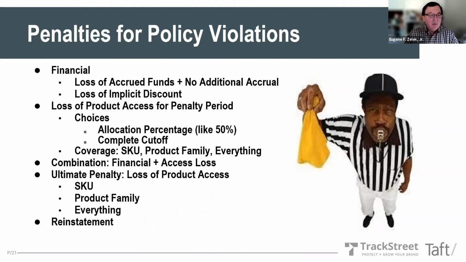This is consistent with the primary case in the area. It's actually a Supreme Court case that goes back to 1919 called Colgate. And the ultimate penalty is the loss of product access. So it could be for the third violation, or in a four strikes and you're out scenario, it could be for the fourth violation, that the violator loses access to the SKU, it loses access to a product family, or everything. We typically write it for an undefined period of time. In other words, for an indefinite period of time.